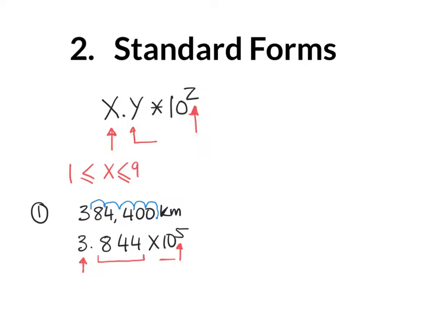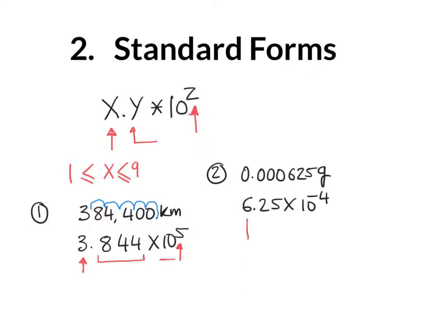Let's look into another example where the mass of a grain of sugar is 0.000625 grams. This number in the standard form can be written as 6.25 into 10 raised to the power minus 4. Here the first digit is an integer between 1 and 9. The remaining part of the number comes after the decimal, multiplied with 10, having an appropriate index of minus 4. The index of minus 4 comes from moving the decimal 4 places to the right.